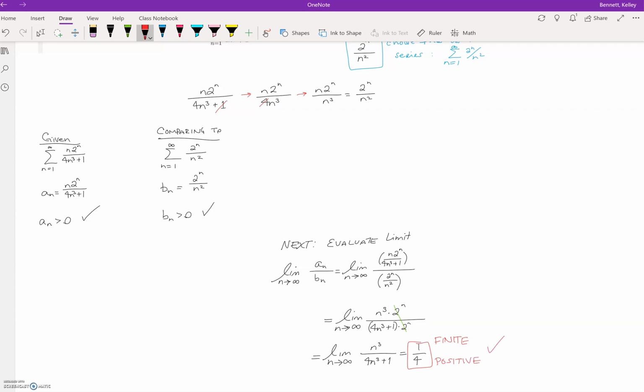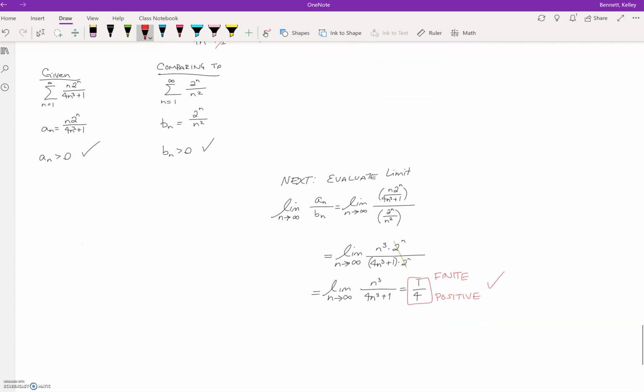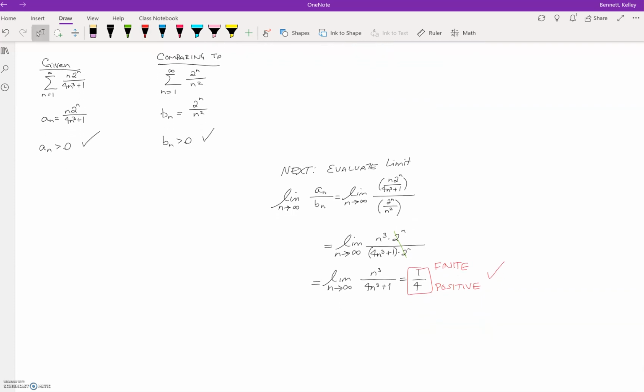So we can use this for our limit comparison. Now where we are in the problem is we can say that if our series 2 to the n over n squared diverges, then so does the given series. If the series 2 to the n over n squared converges, then so does the given series.